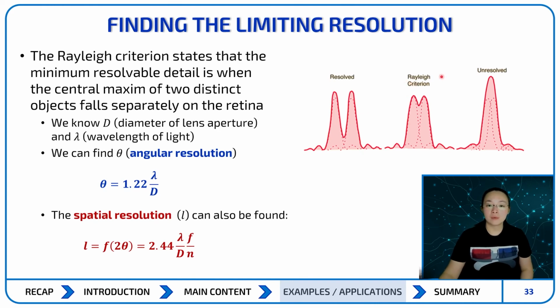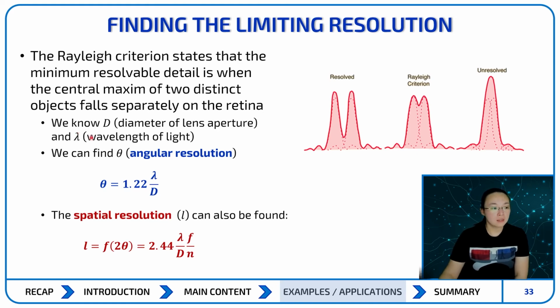Now you have Rayleigh's criterion, in which case you have two peaks. There's still two individual central maxima, so this is probably the bare minimum you can have in order to tell two things apart. And this is when they're so close that the airy disks have merged and you really have an unresolved object.